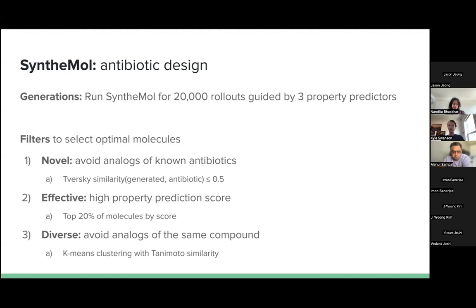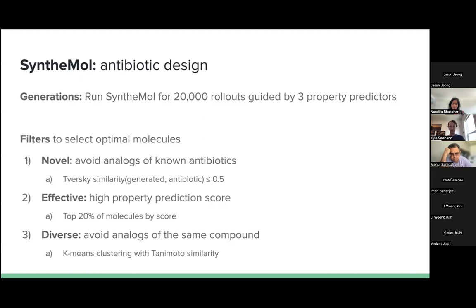To do that, we put 3 filters in place to select those optimal molecules. The first filter is on novelty. We really want to avoid simply generating analogs of known antibiotics, because if we generate an analog, then as soon as the bacteria is resistant to that initial antibiotic, they'll probably be resistant to our molecule as well. So this ties into that similarity question. The way we do that here is we use a metric called diversity similarity. It measures the structural similarity between our generated molecule and each of the known antibiotics in our training set. We have a hard threshold of 0.5, so we're not going to allow our generated molecule to be more than 0.5 similar to any existing antibiotics.